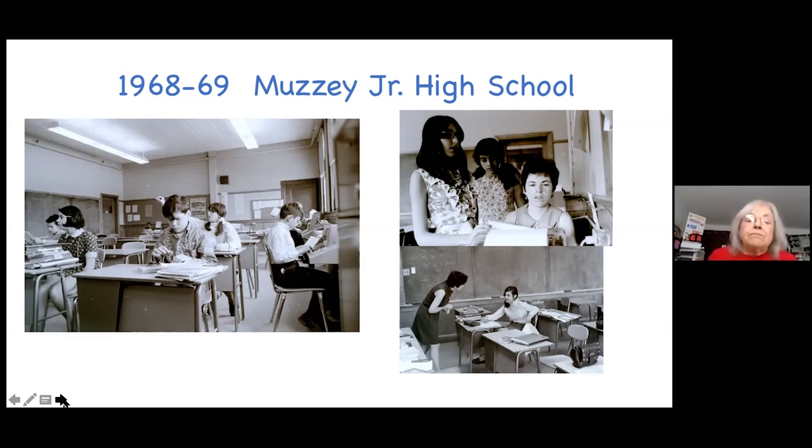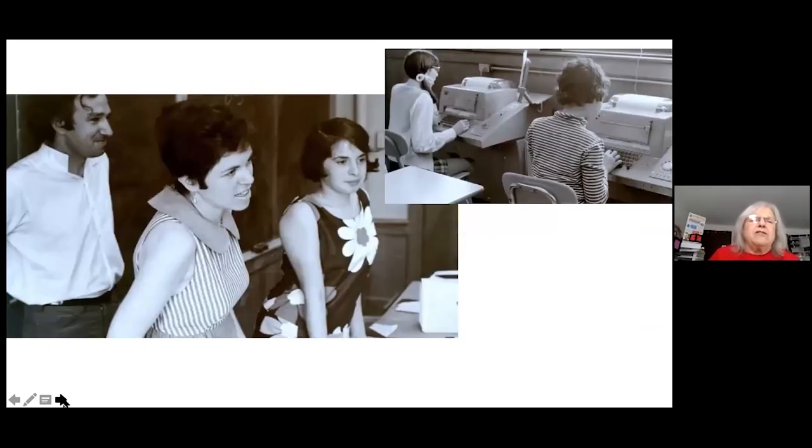There's Seymour and me and a young lady, and there's a better picture of teletypes. We had model 33s and model 35s.